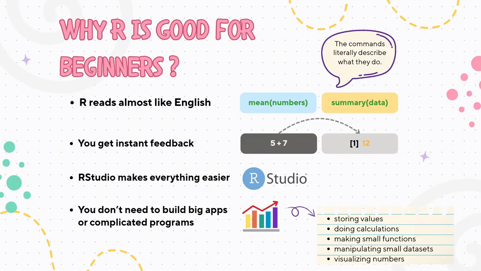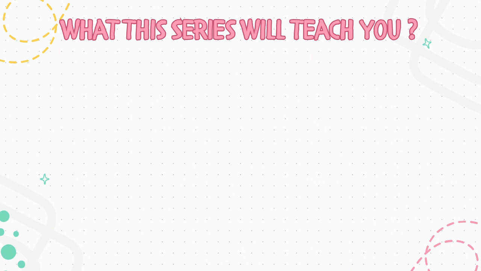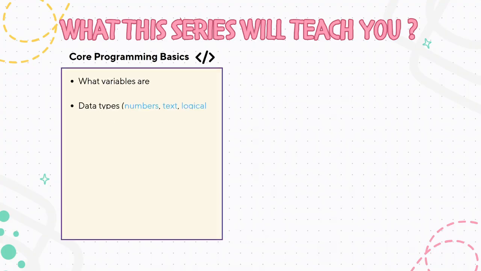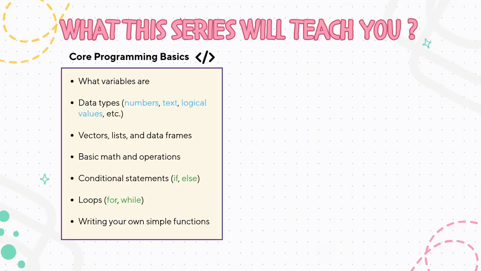So, now, let's discuss what this series will actually cover. Designed for people starting from zero. What will this series teach you? First of all, this series will teach you core programming basics. Concepts such as what variables are, data types, vectors, lists, and data frames, basic maths and operations, conditional statements like if and else, loops, and writing your own simple functions. These are the core programming basics that we'll be discussing throughout this course.